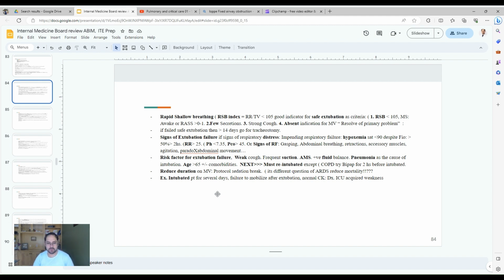An example of this may be a patient who has been intubated for several days, and after extubation, he failed to mobilize. Next, you have to test his CK. If it's normal, you think about ICU acquired weakness.